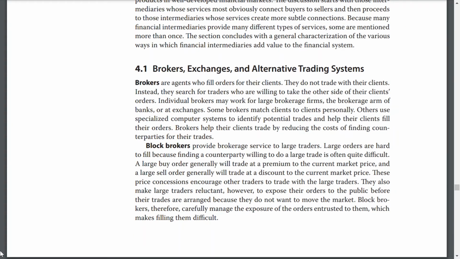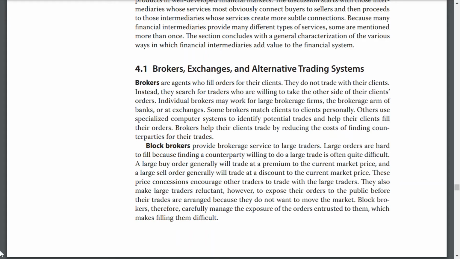Brokers, exchanges, and alternative trading systems. Brokers are agents who fill orders for their clients. They do not trade with other clients. Instead, they search for traders who are willing to take the other side of the client's orders. Individual brokers may work for large brokerage firms, or for the brokerage arm of banks or exchanges. Some brokers match clients personally. Others use a specialized computer system to identify potential traders.